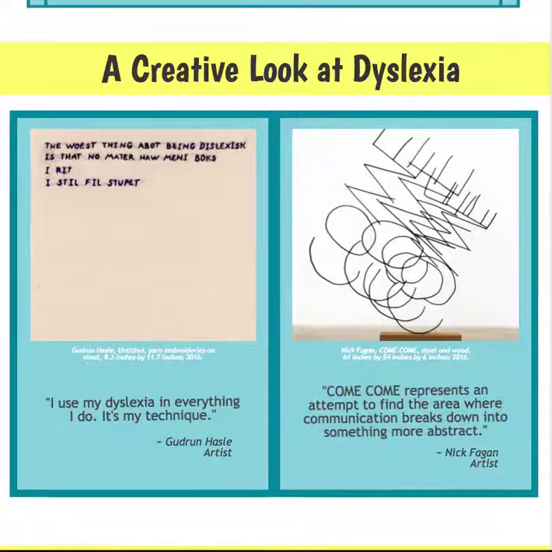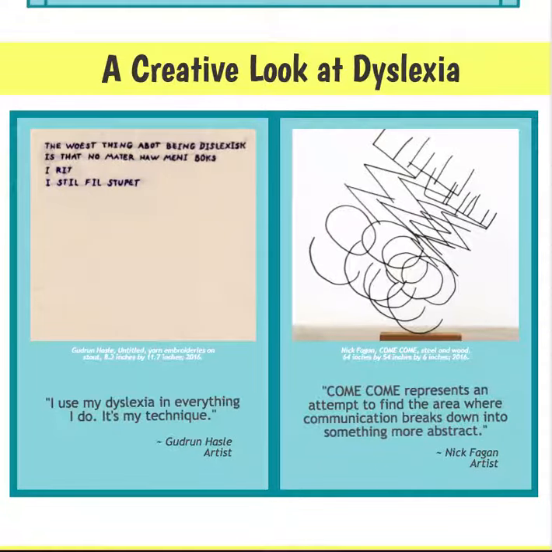The first piece is Untitled by a Dutch artist named Gordon Hassel, who uses his dyslexia and the natural spelling errors that he makes as a result of the disorder to create the experience of having to slowly decipher every word in order to figure out the meaning of his sentences. The second piece is called Come Come by American artist Nick Fagan. In this piece, Fagan said he wanted to find the area where communication breaks down into something more abstract.